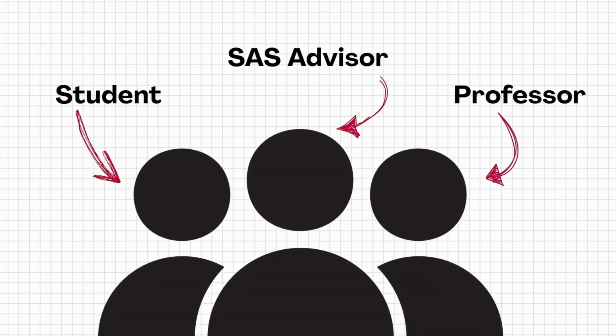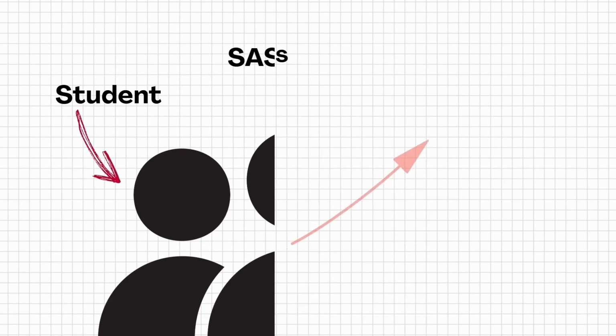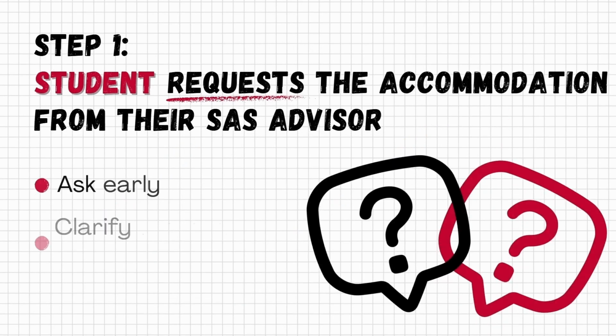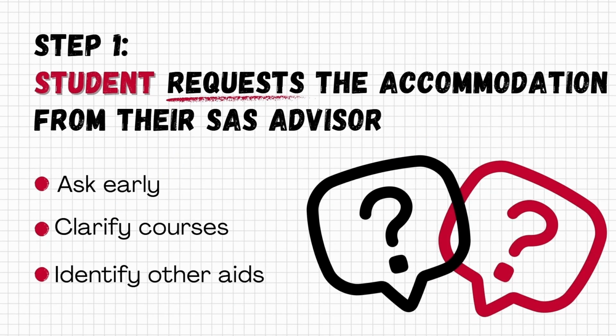The memory aid submission process should include the student, their SAS advisor, and the professor. Students must also follow these steps for each assessment that they plan to use the memory aid. First, students are responsible for requesting this accommodation from their SAS advisor. Students must request the accommodation early each term.